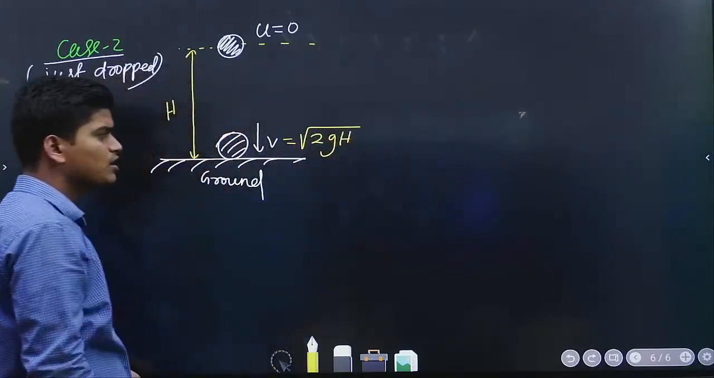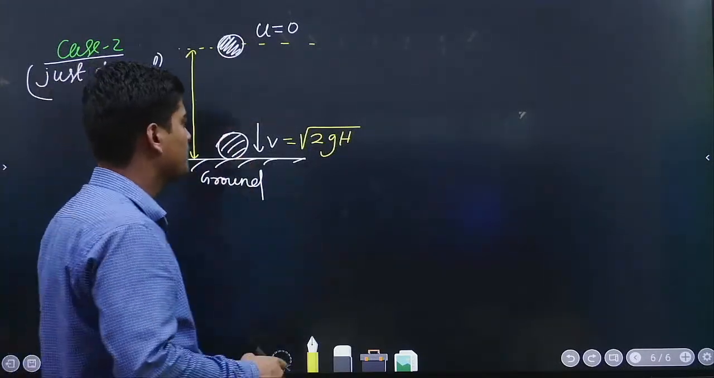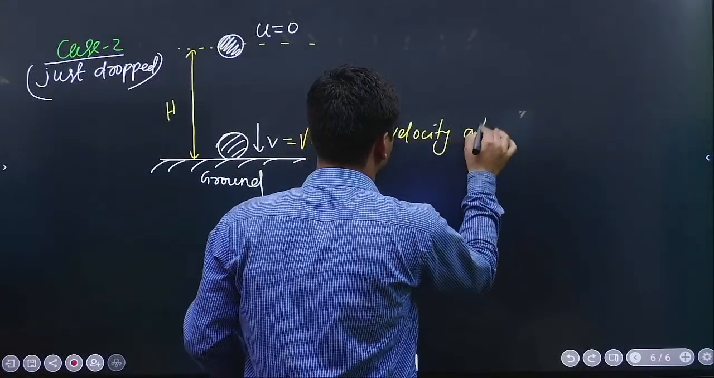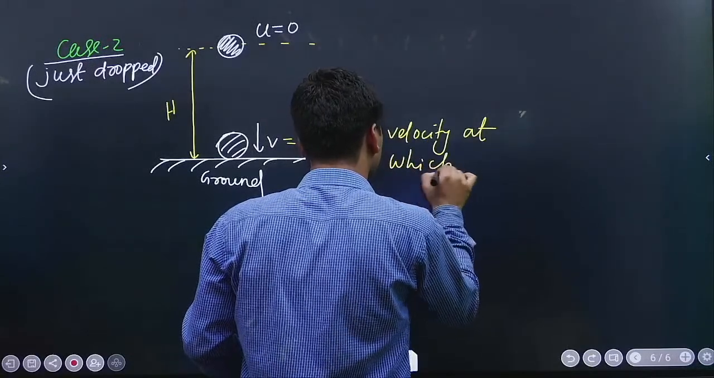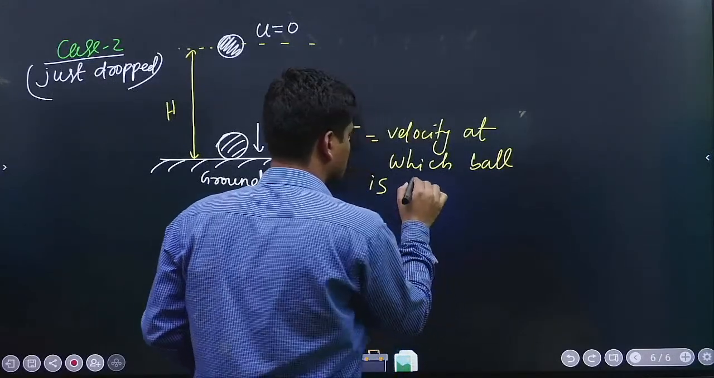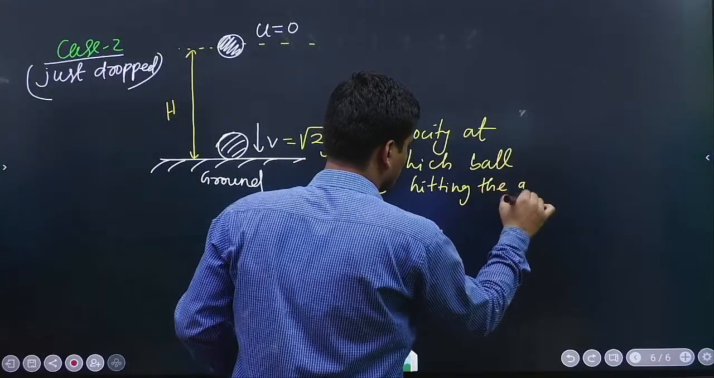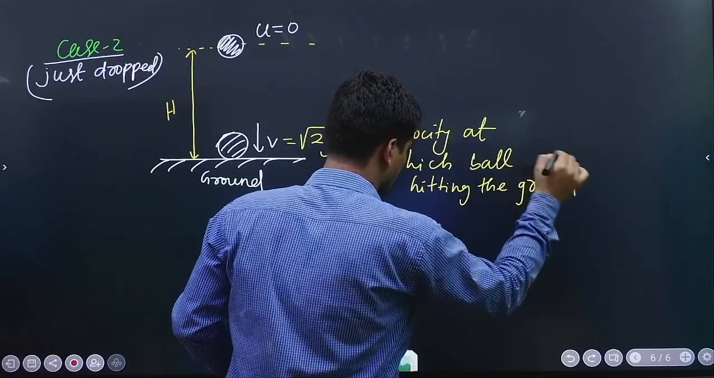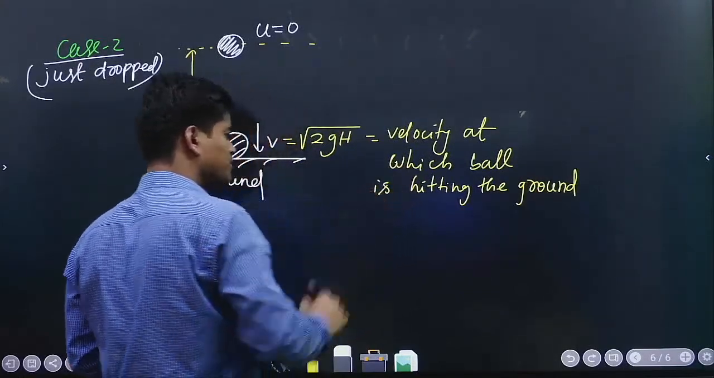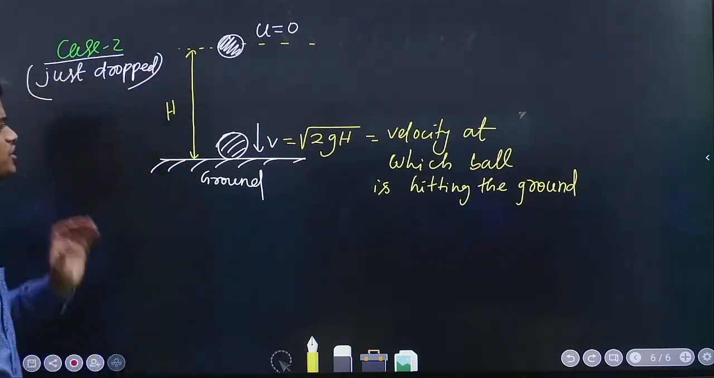How does it come? It comes from the same kinematic equation: v square equal to u square plus 2as, you apply it and you get this. So I am directly writing the formula here. This is the velocity at which the ball or object is hitting the ground, or just before hitting the ground. After hitting, its velocity will become 0. So this is the idea, remember.